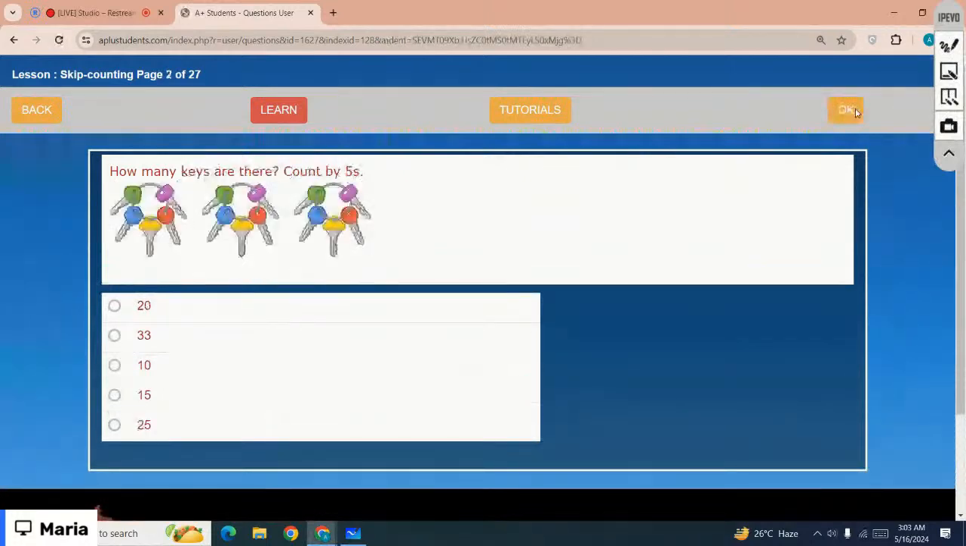How many keys are there? Count by fives. So which is the correct option? The correct option is yes, 5, 10, 15. The correct option is 15.